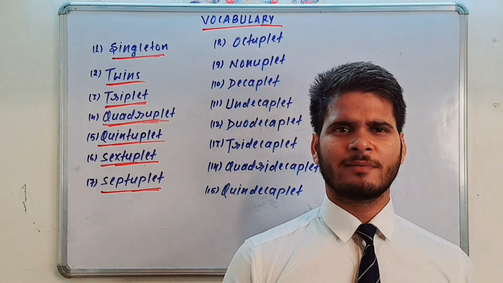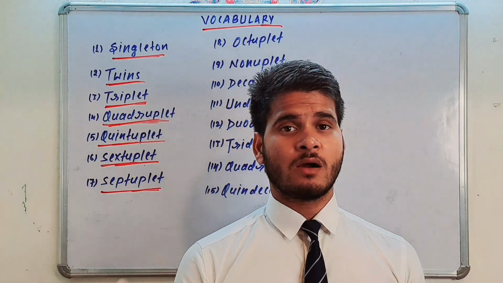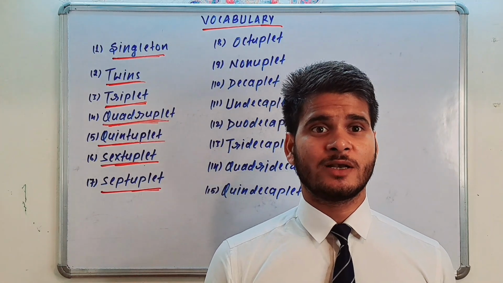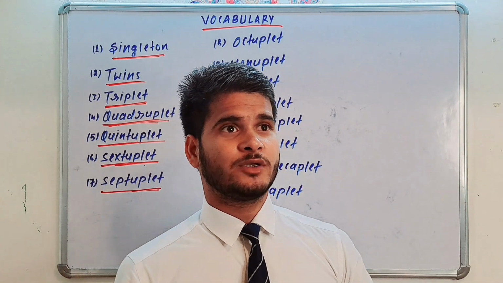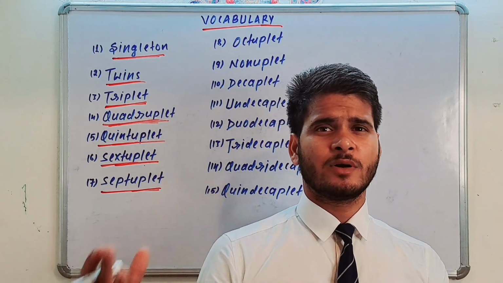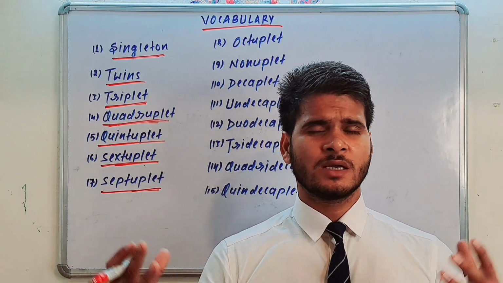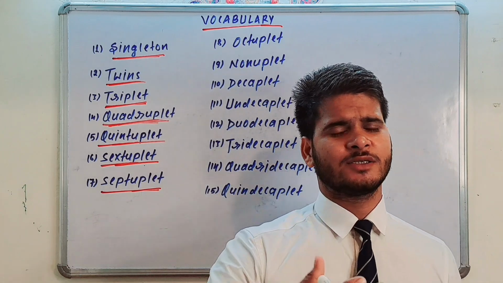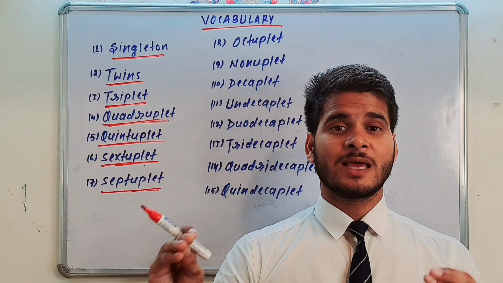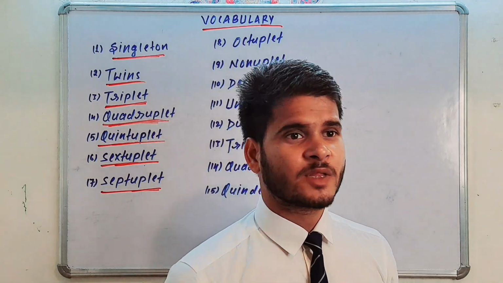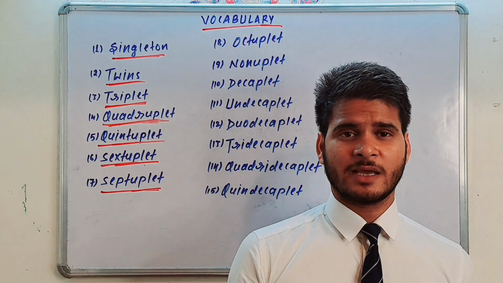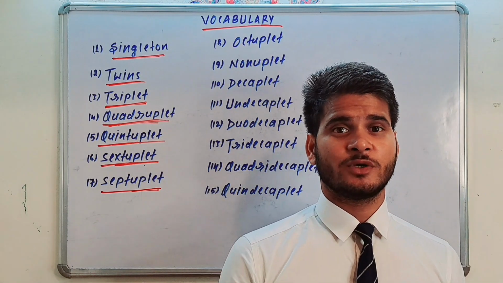So these vocabularies are all related to offsprings and babies, the number of babies a mother gives birth to at the same time. So these are all vocabularies related to the number of babies you have at the same time. When you have two babies at the same time, that is known as twins.